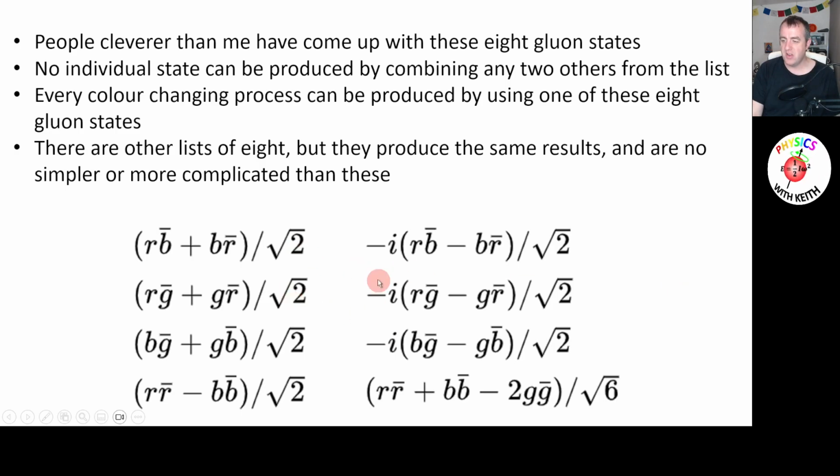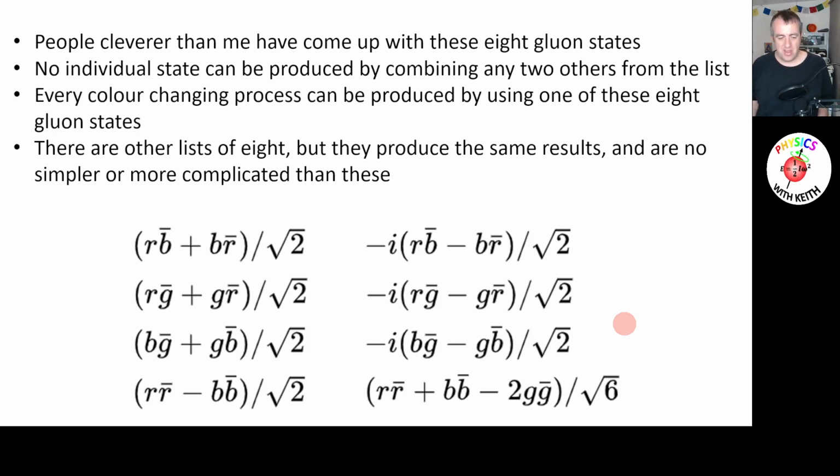And I suspect the first 6 don't really change. I suspect it's these bits down here, the last 2, that form a complete set, where instead of red anti-red minus blue anti-blue, maybe we have red anti-red minus green anti-green. Well, if we have that state, we probably have some differences to this one as well. So there's going to be different ways of formulating these 8 gluon states. But they all produce the same results, apparently, and there's no advantage to having different sets.